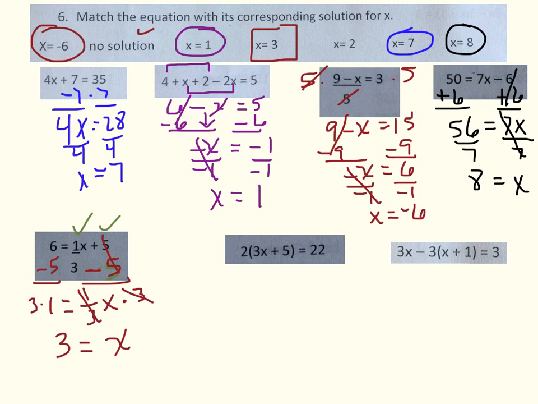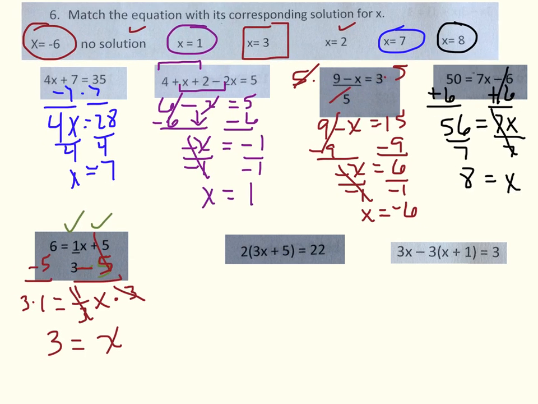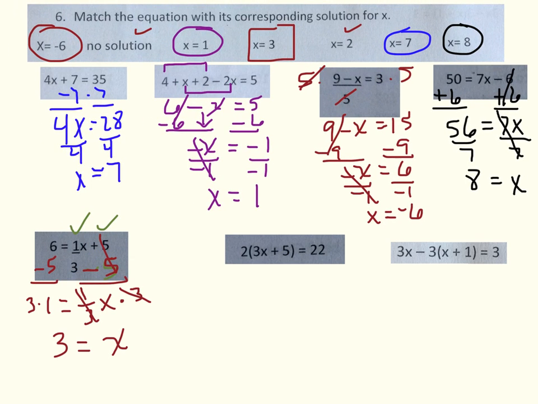Now, we're down to no solution and x equals 2. So let's see if one of these other two can match up with those answers. On this particular problem, on 2x, we're going to distribute. Actually, I'm not going to distribute. Most kids will look at this and go, oh, I need to distribute right there. Well, you've got to understand that this is a multiplication problem. So I'm going to get 3x plus 5 by itself. So I'm going to divide by 2 here.